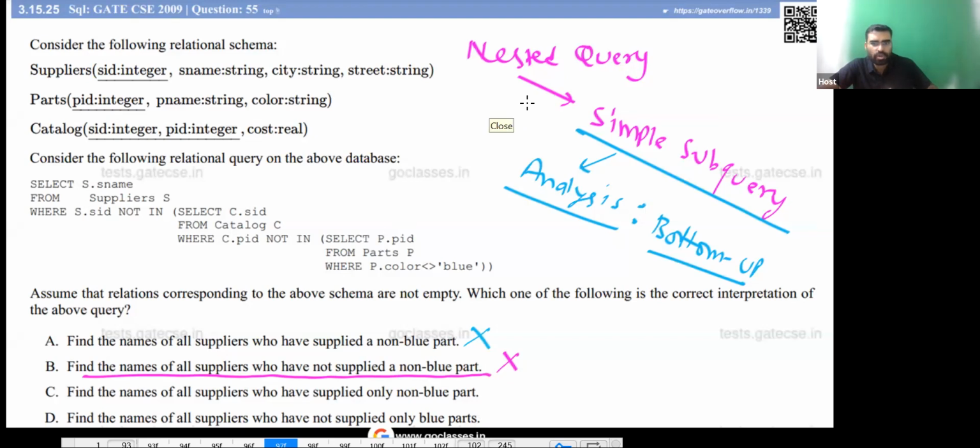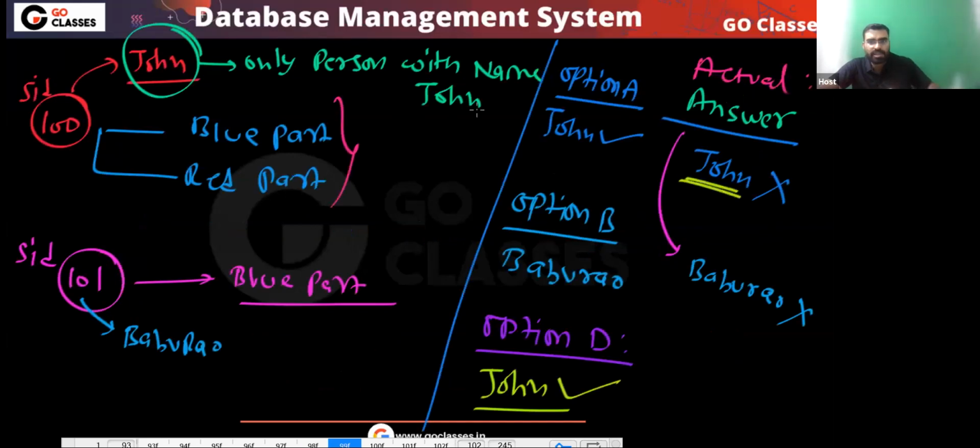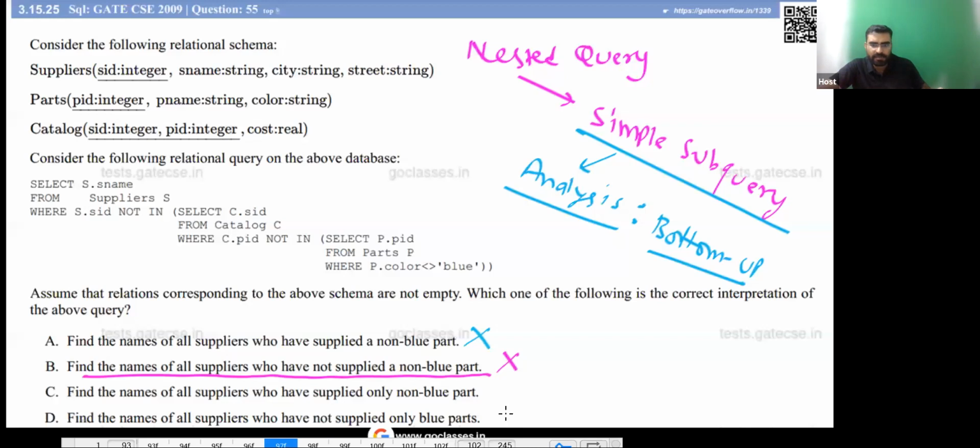He will be there, yes or no? So in option D, John will be there. But in the actual answer, John is not there. Agree? In the actual answer, John is not there. So this option is definitely not correct.